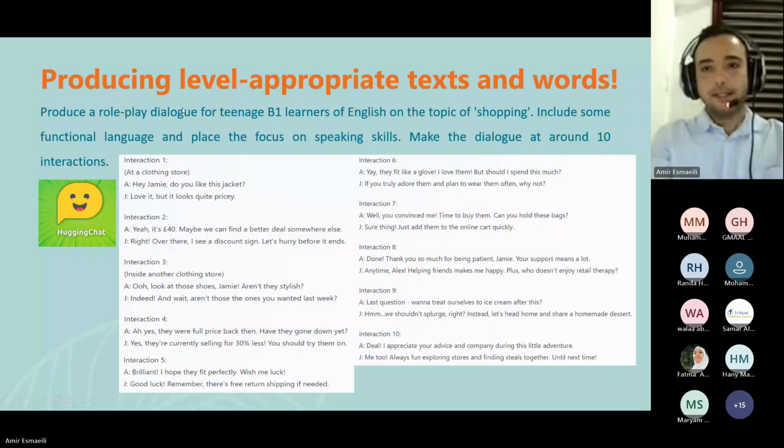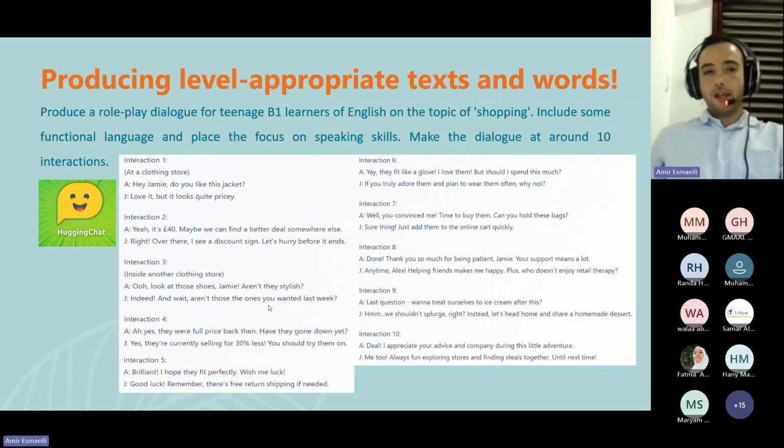Now, we talked about prompts. I give you a moment to look at this prompt now and see what it generated. Then I will talk about that. So 1 minute, please, just study this page. This time I used HuggingChat to generate this text.